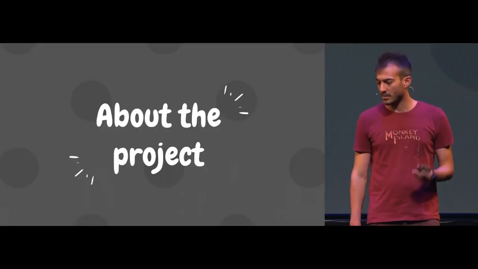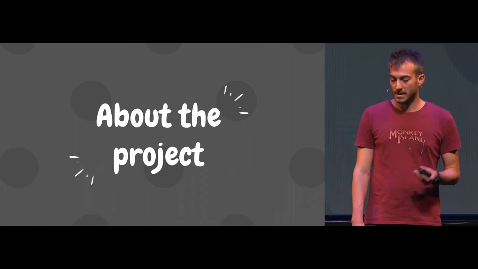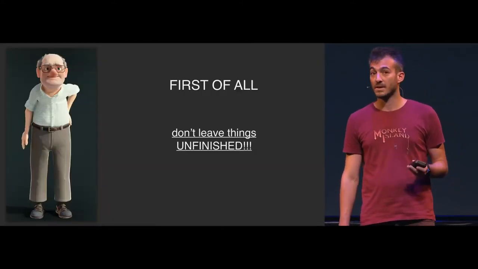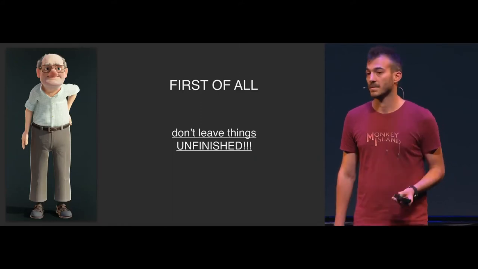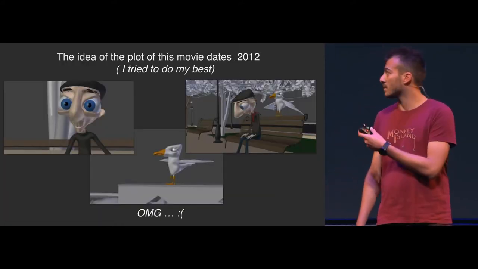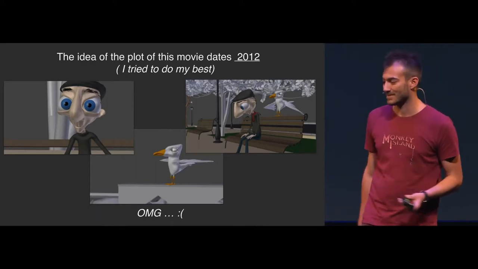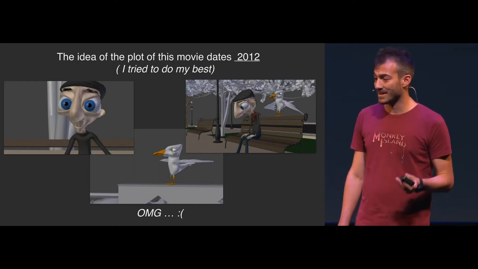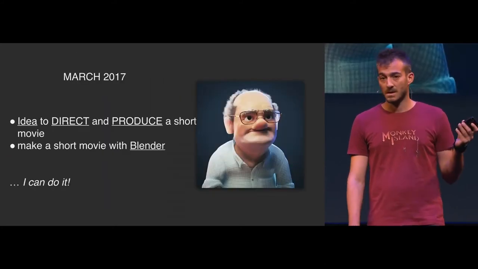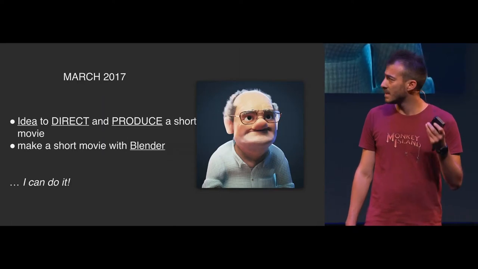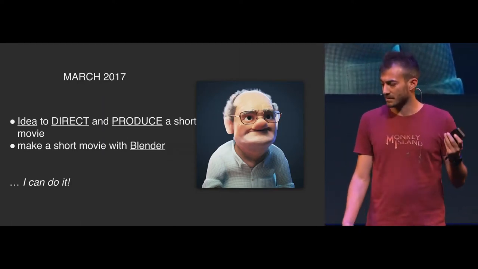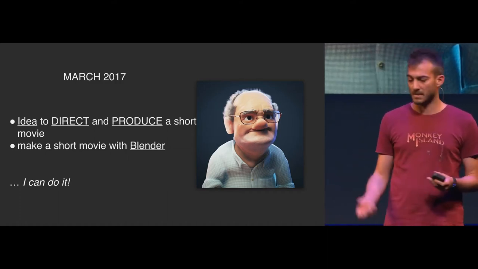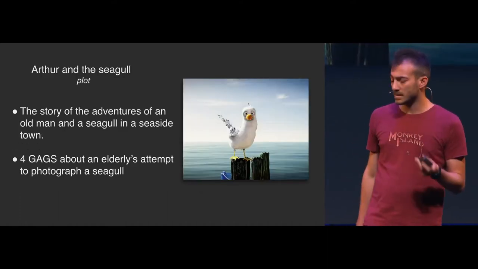So, what about the project? Arturo e Gabbiano is a short movie that I started almost 7 years ago, and I interrupted it because I haven't the skills. It was like this 7 years ago, so it was horrible. And last year, in March, I started the idea to finish and restart this movie and to direct and produce the short movie, of course, in Blender.